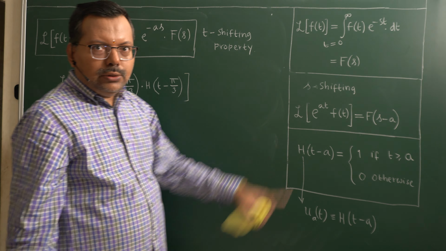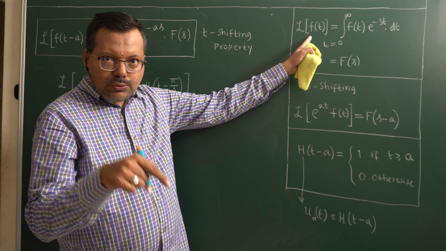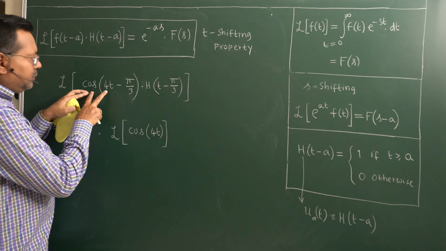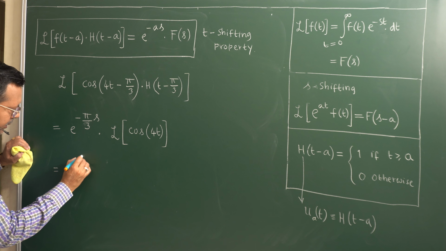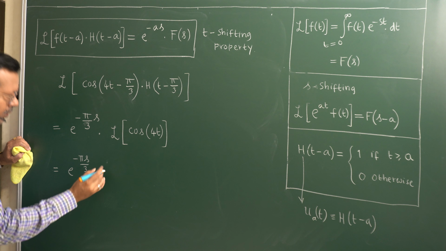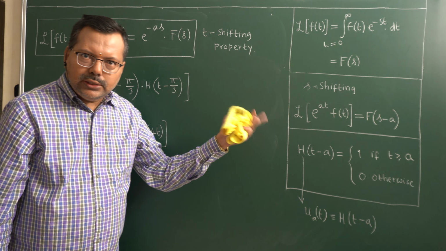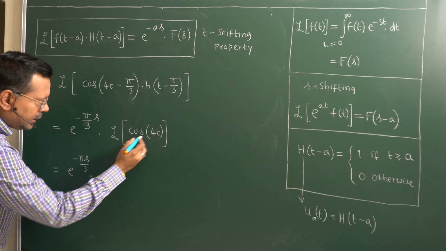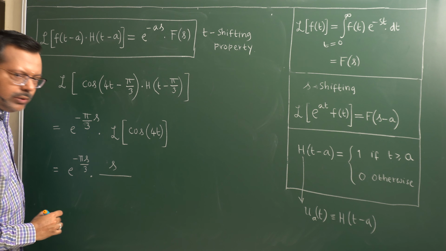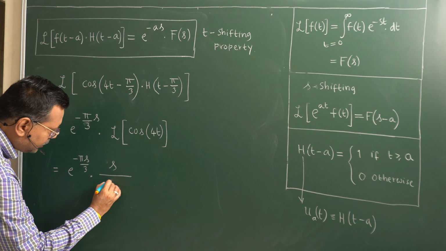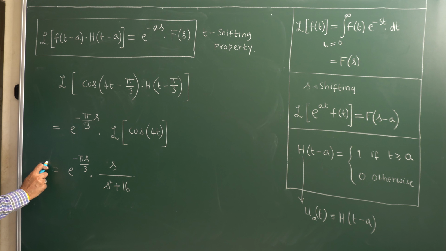Otherwise, if you directly say F of s, I don't know what F of s is. F of s is nothing but L of f of t. Then you ask the question, what is f of t? This is f of t minus a; the minus a you remove. Once you have this, the answer is quite simple. We have e to the power of minus pi s by 3 into the Laplace transform of cos. We have done all these things in the previous classes. The answer is s divided by s square plus a square, where a square is 4 square, which is 16. So this is the answer.